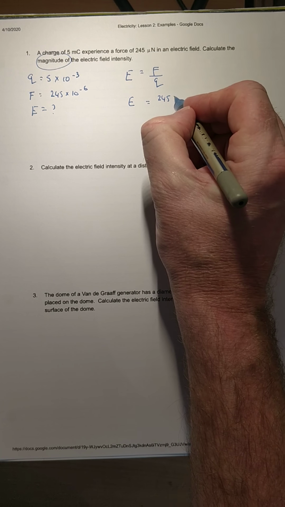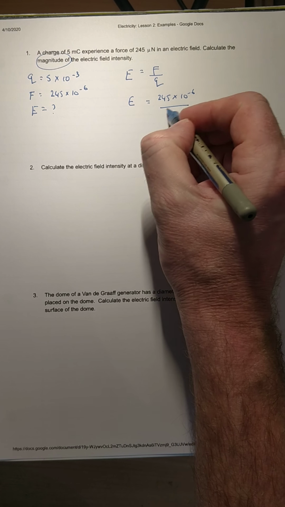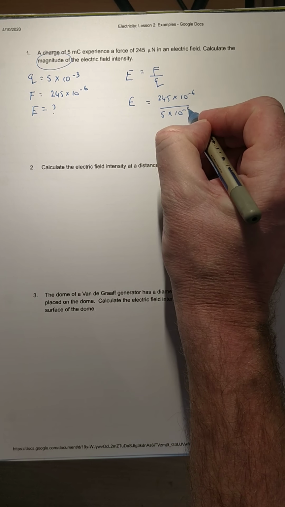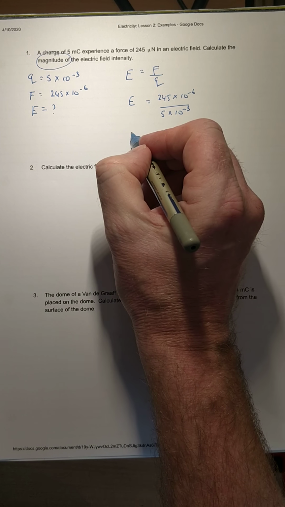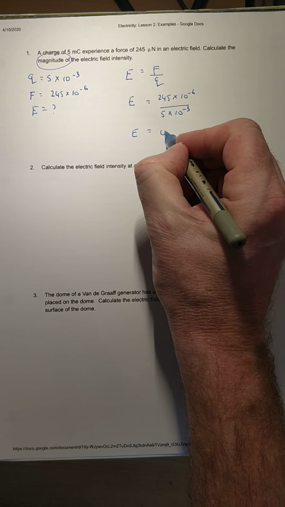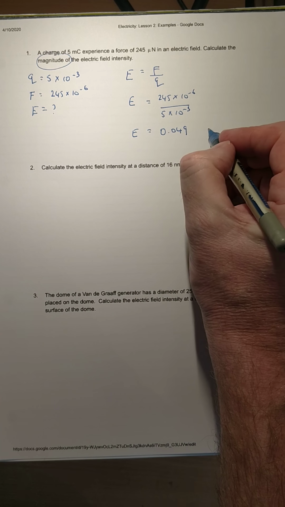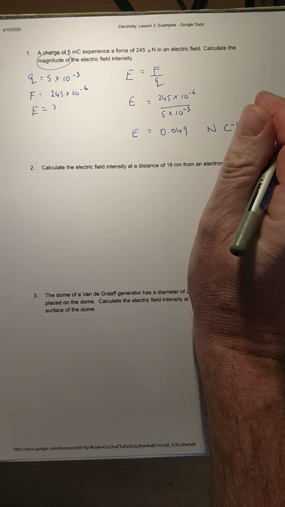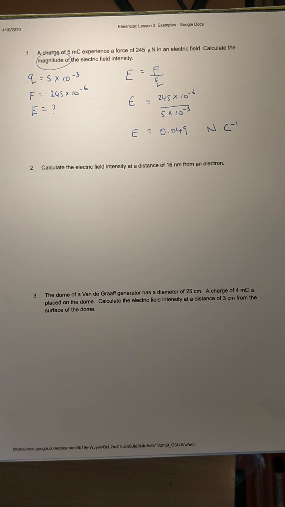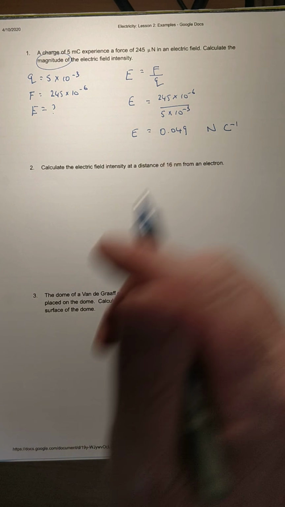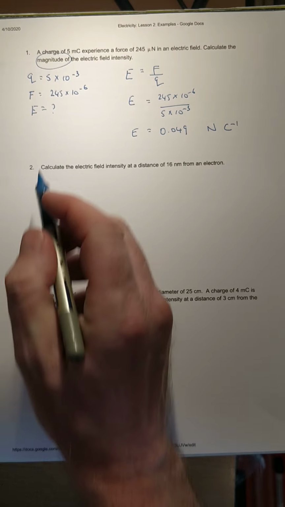So 245 by 10 to the minus 6 over 5 by 10 to the minus 3. Okay, and we end up with an answer of 0.049. Let's remember the unit, newtons divided by coulombs. Newtons per coulomb, leave a space. Okay, that's it. No direction involved, we weren't asked for direction.